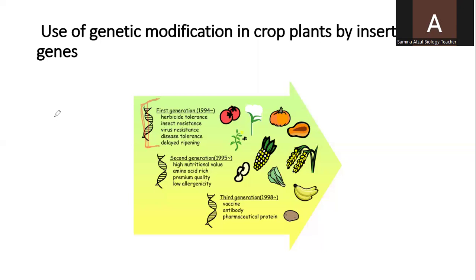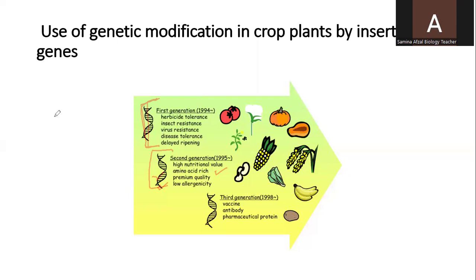The high nutritional value plants, which have different types of vitamins inside, or the extra quantity of vitamins in them, amino acid rich plants, premium quality, and low allergenic plants. So in this way, the different batch of plants was grown by using this genetic modification.